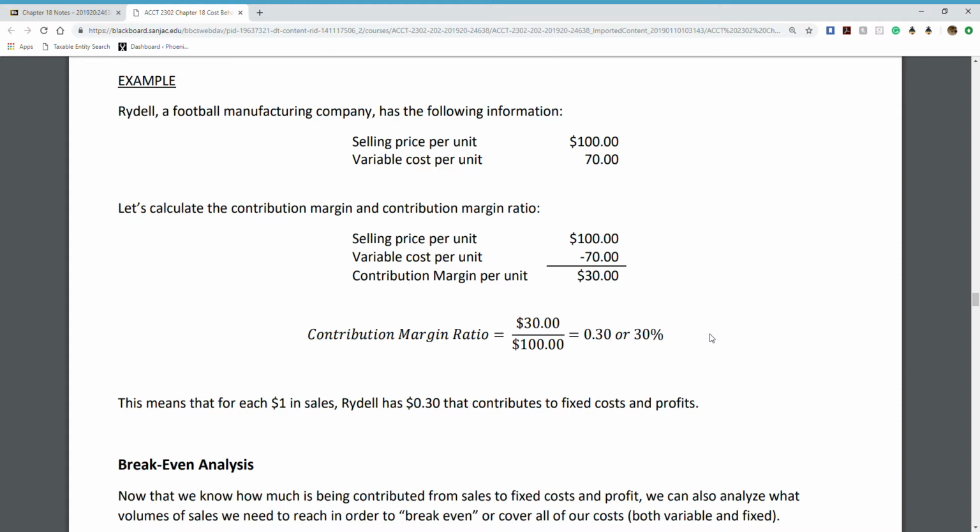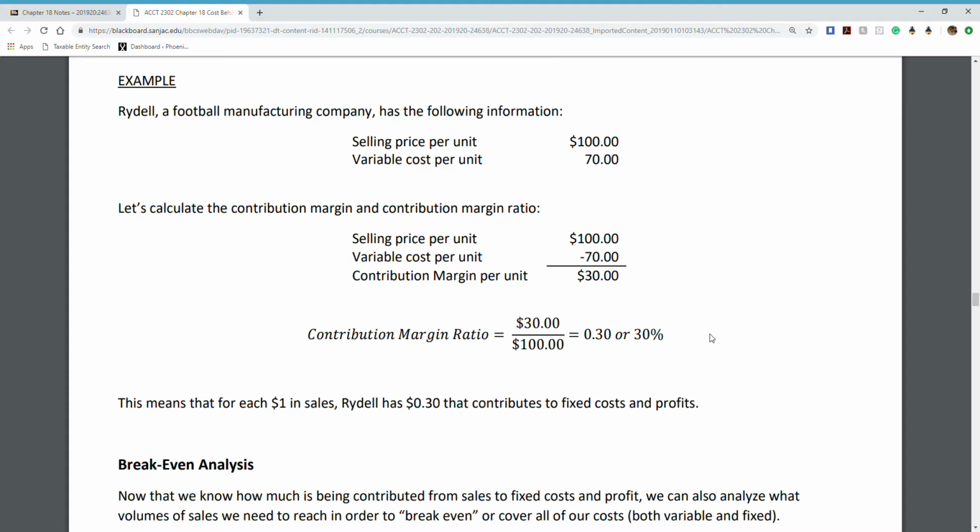So when we start calculating the contribute margin and the contribute margin ratio, basically we have to subtract the variable cost to get contribute margin per unit. Since it's already on a per unit basis, we're not going to try and figure out the other one. We're only looking at per unit, so we're not going to get sales revenue or stuff like that. So easy way, 100 minus 70 equals 30. That's our contribute margin per unit.